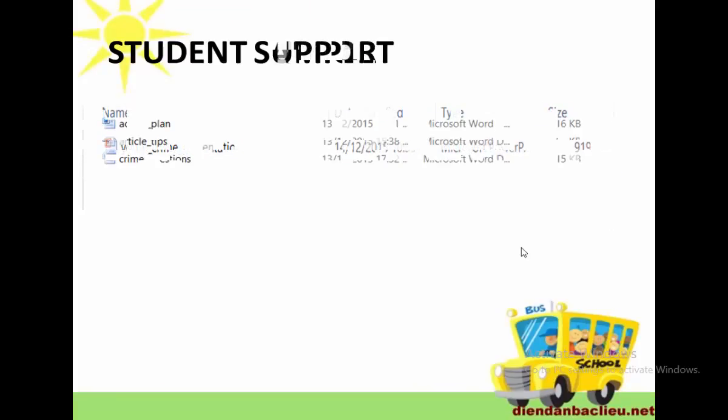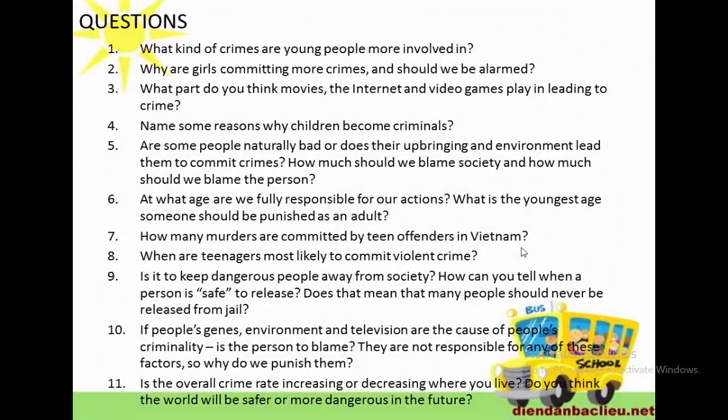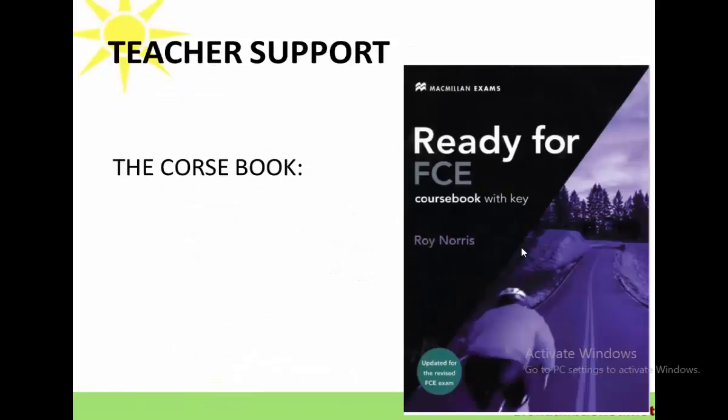Now is the student support. There are 3 items here I prepared to support students during the unit. For example, as I mentioned in the unit overview, I help them to meet the local police, so this question can help them to have some samples to ask and raise their own experience. And the next part is teacher support. It is taken from the coursebook Ready for FCE. This helps students to develop their skills. Then some references I mentioned in the unit plan.